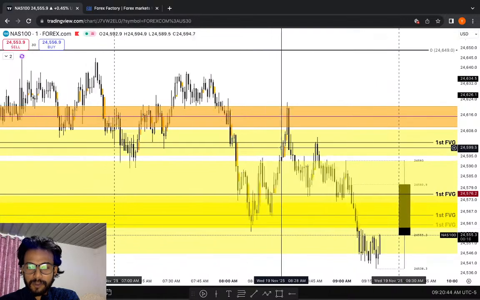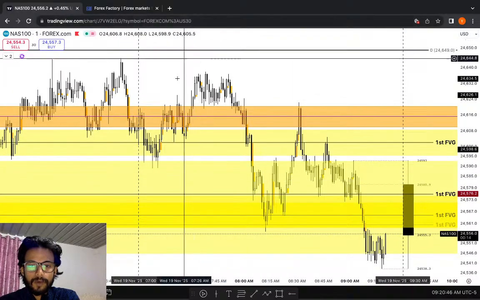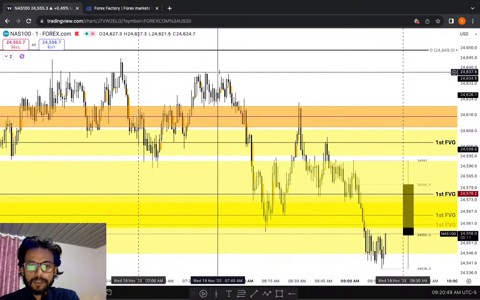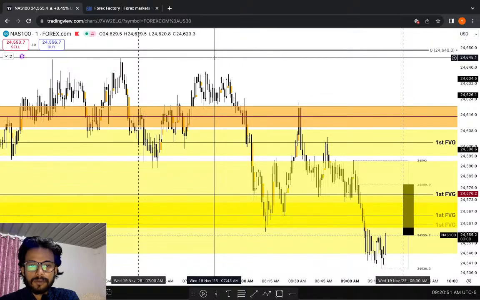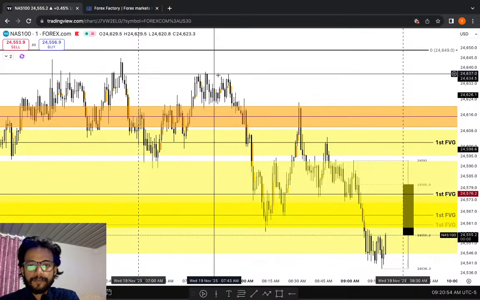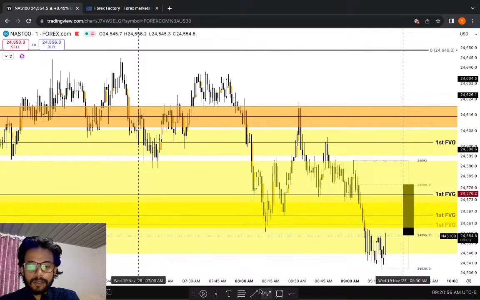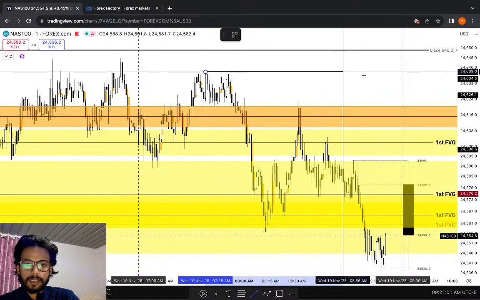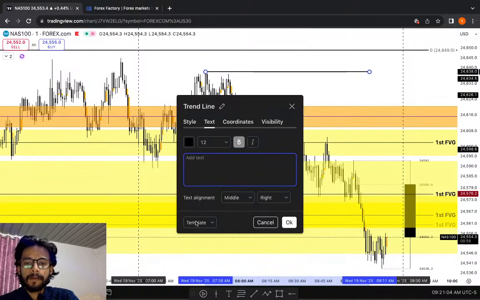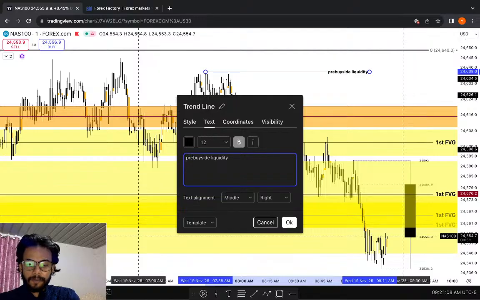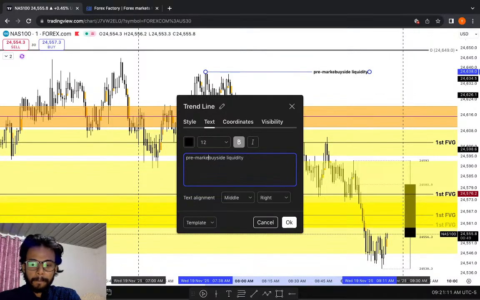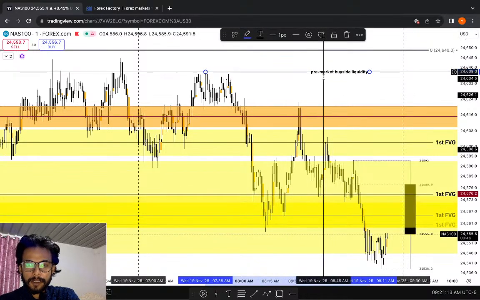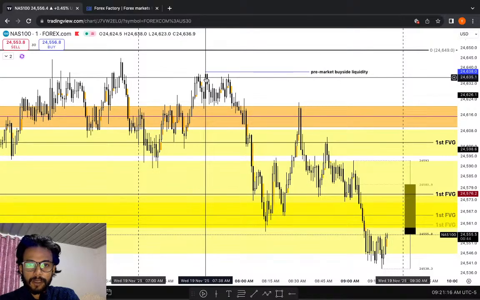If it wants to move lower, then it should move higher first and take out these buy side. This is also pre-market buy side right there. The market buy side liquidity resting above this swing high is 24,638.